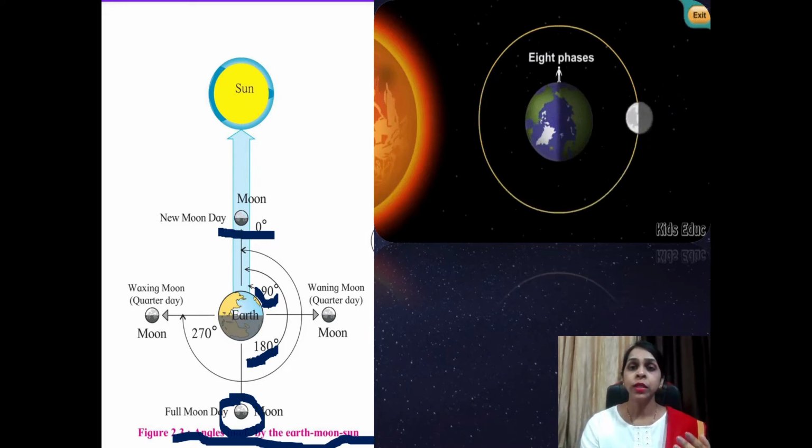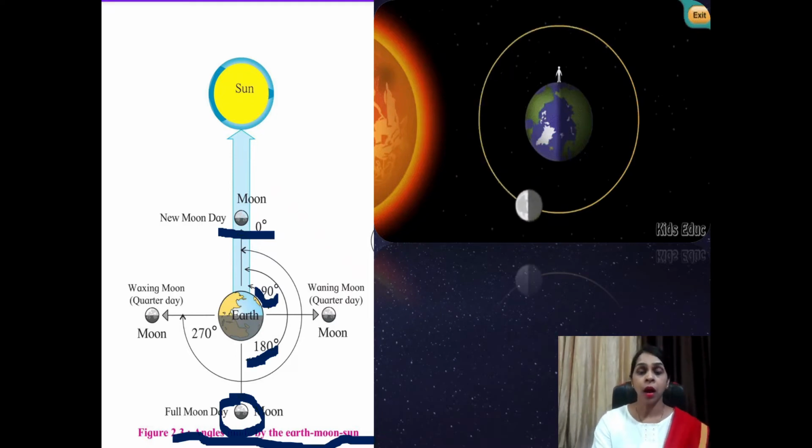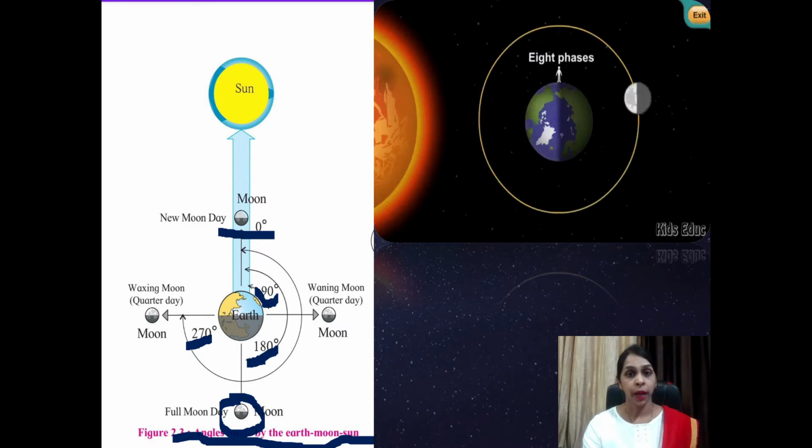At 270 degrees, we again see the half moon. When it was 270 degrees, we can see the half moon again. Okay, we are seeing the half moon again. In between, at all degrees, we see a crescent moon and a gibbous moon.